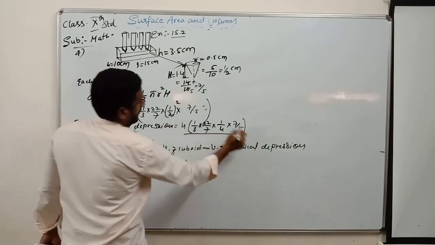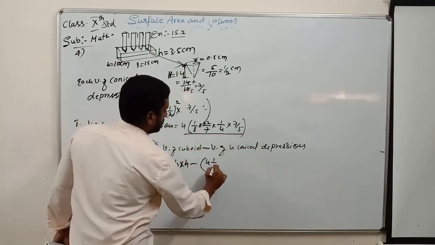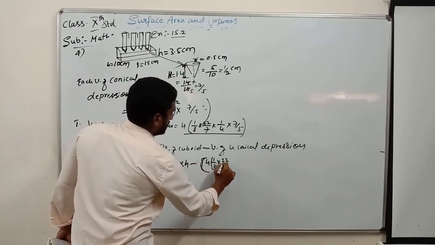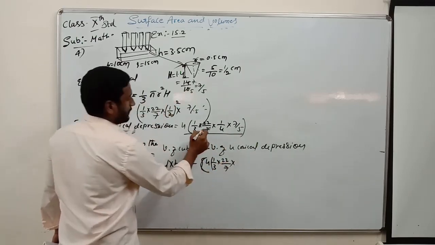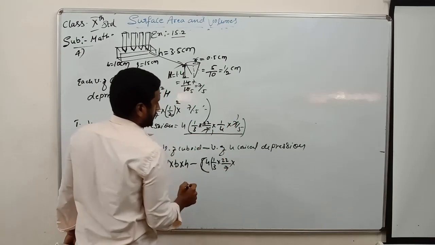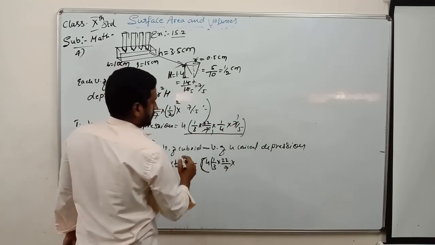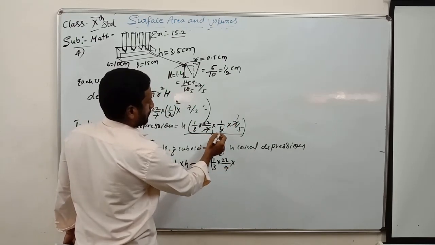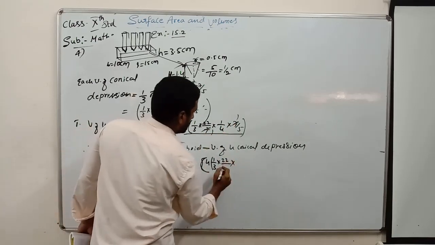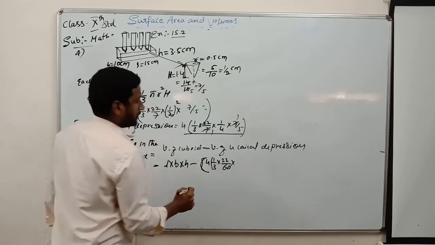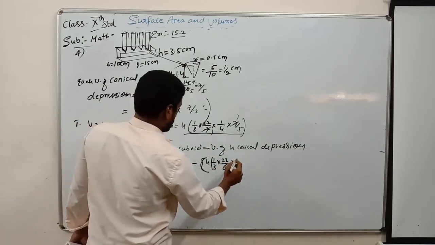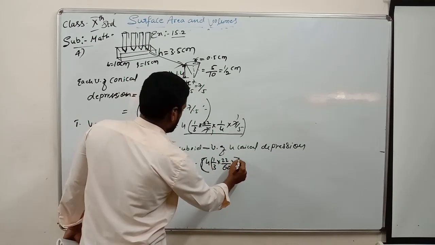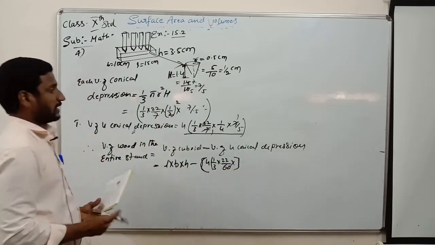Here I already calculated, that is 4 into 1 by 3 into 22 by 7 into 1 by 2 square into 7 by 5. 7 and 7 you can cancel. Then 22 divided by 4, 3 fours are 12, 12 fives are 60. So this is the volume of 4 conical depressions.